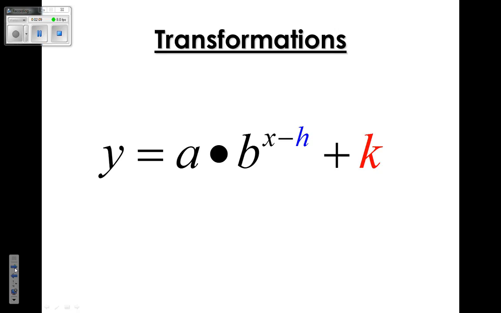Are you ready? K moves it up or down. In the warm-up, I think it was a minus 3, wasn't it, x squared minus 3? That negative 3 moved it down. So K will move it down if it's positive, up if it's negative. Wait. Up if it's positive, down if it's negative, yeah.